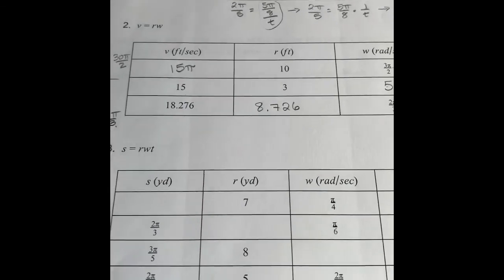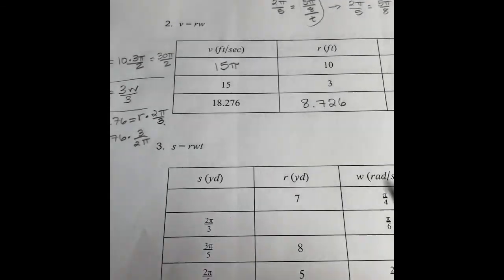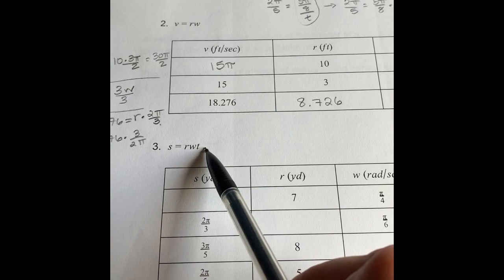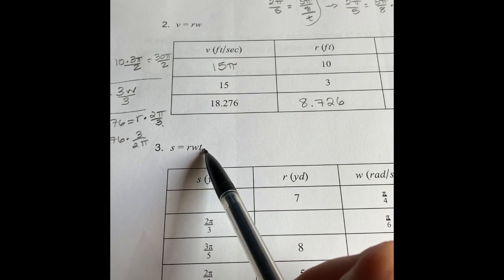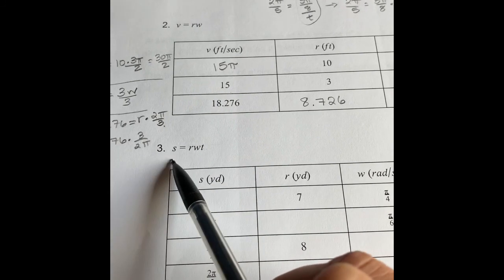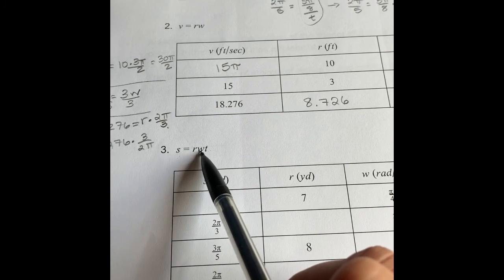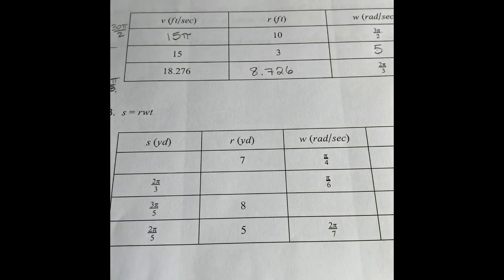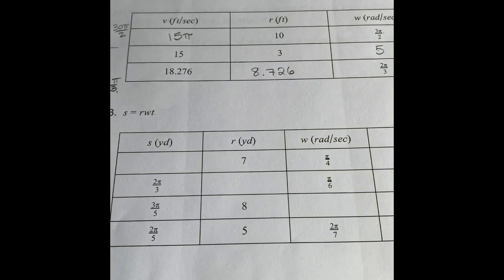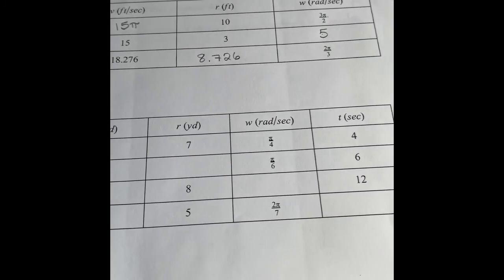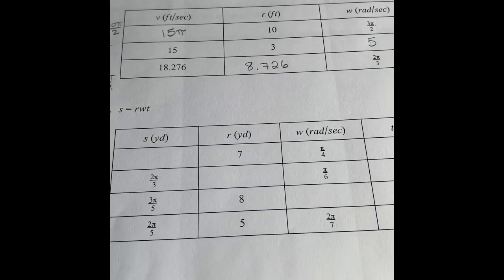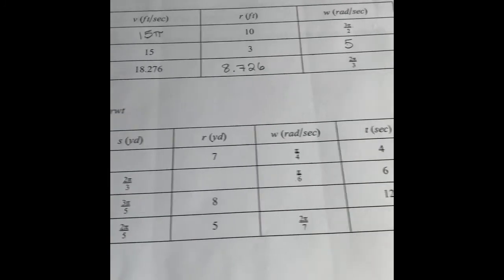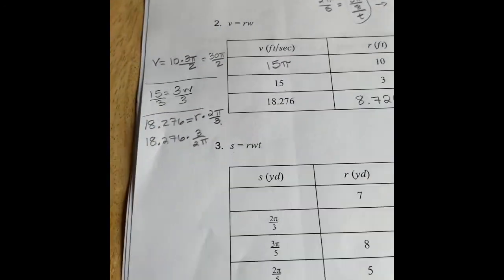And then finally, on this bottom one, we are going to use this formula S equals RWT. This is yet another formula that we could be working with. Remember, S is your arc length, radius, angular velocity, and time. So we've got 4 variables. 3 of them are going to be given to you. And so you're going to find the missing one. So on the first one, you can see that our missing one is on S. So we're given R, W, and T. So we're going to plug those in here.